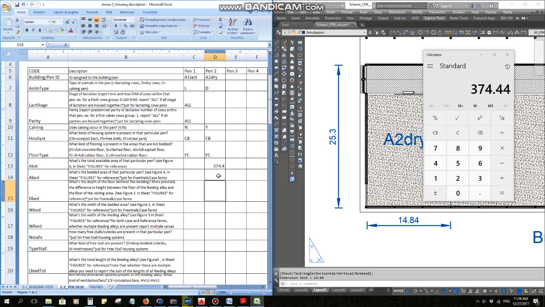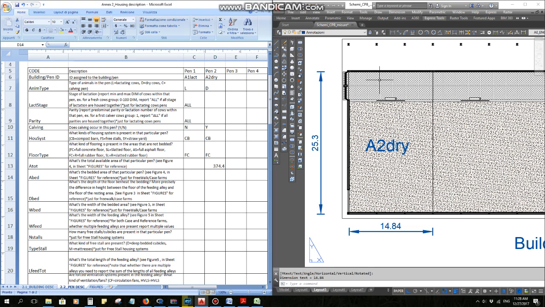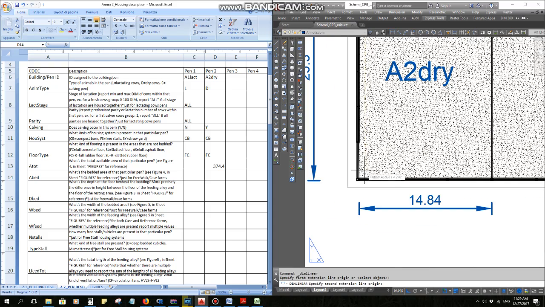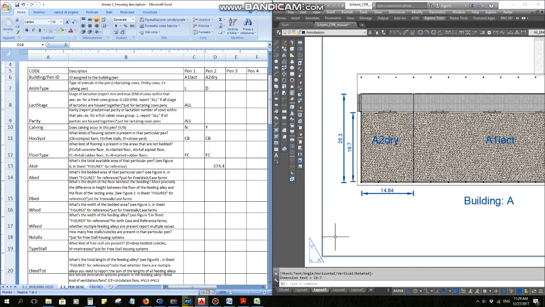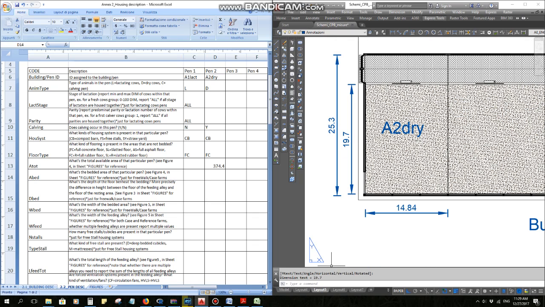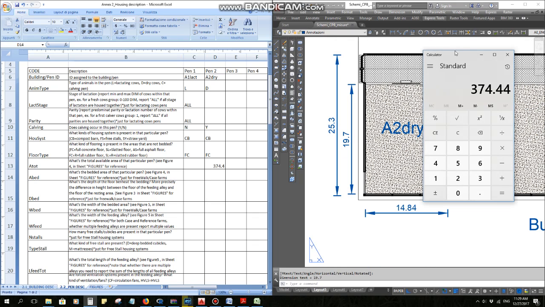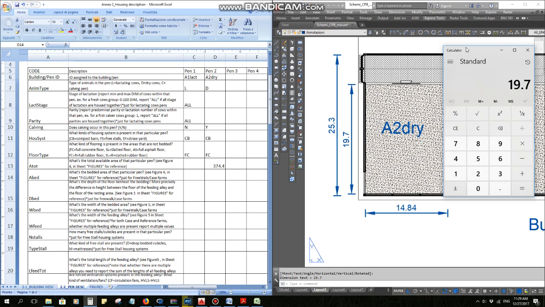So what's the bedded area? What's the area of this pen excluding the feeding lane? I'm going to measure this length, which is 19.7, and again I will take my calculator: 19.7 times 14.8, we're going to have 291.5 square meters of just the bedded area. Okay, for just the bedded area.